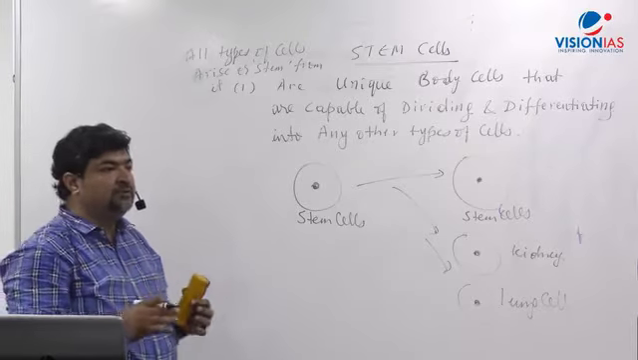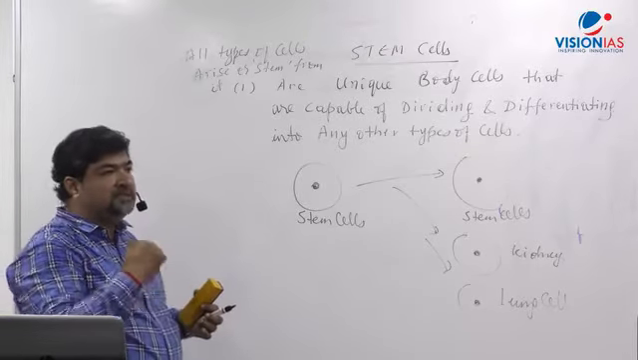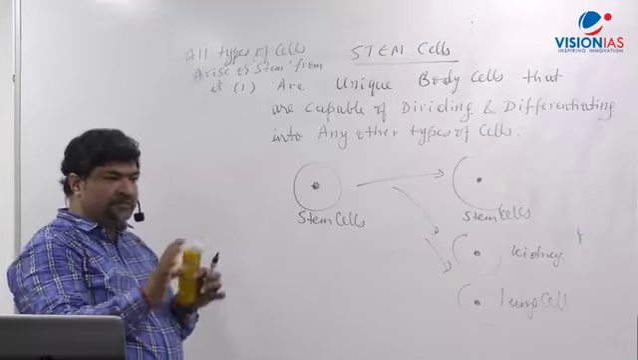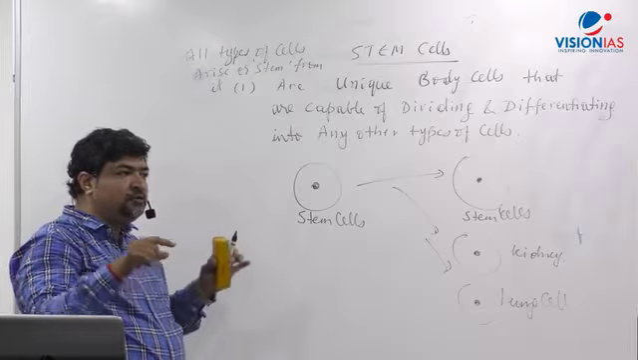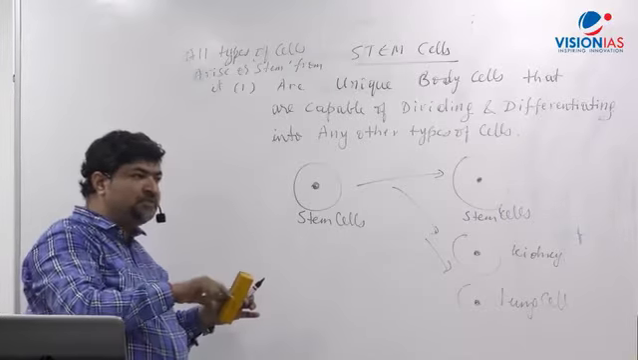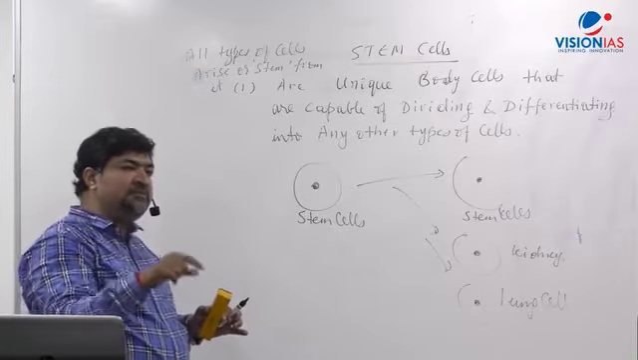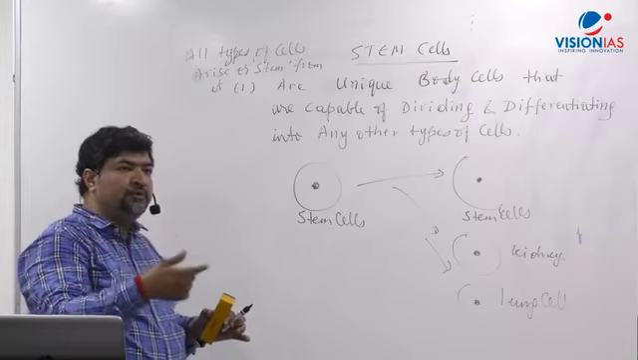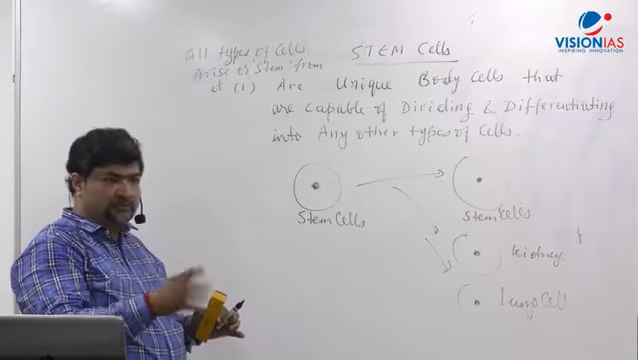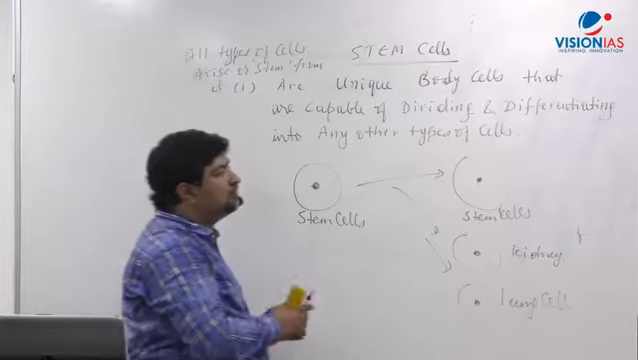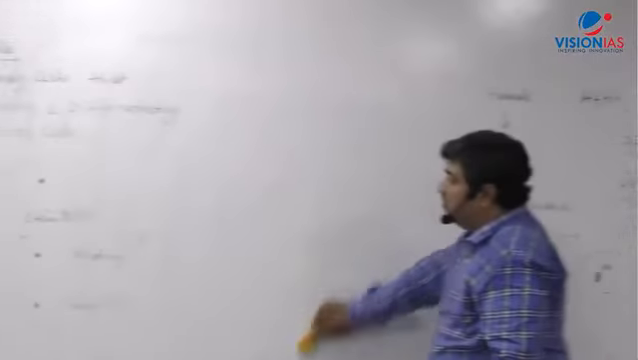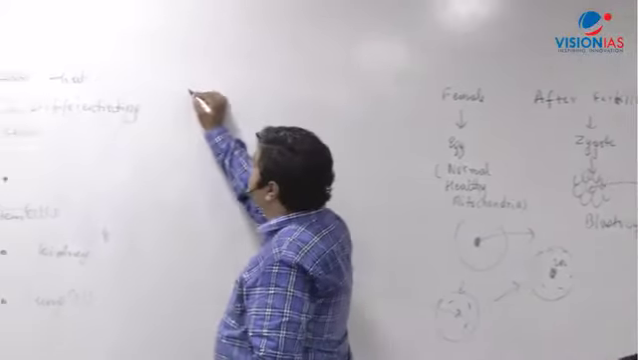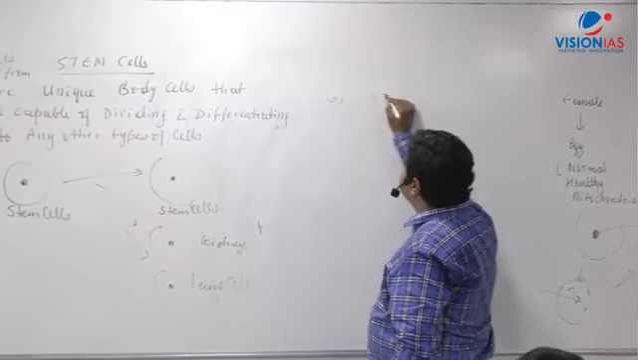Now I'm coming to the classification. Broadly speaking, a different classification is there, but broadly we divide them into 2 types: embryonic stem cell and adult stem cell. But sometimes in the books you'll come across pluripotent, totipotent, unipotent. I'll explain all of that. But first of all, let me write the second point. There broadly are two types.